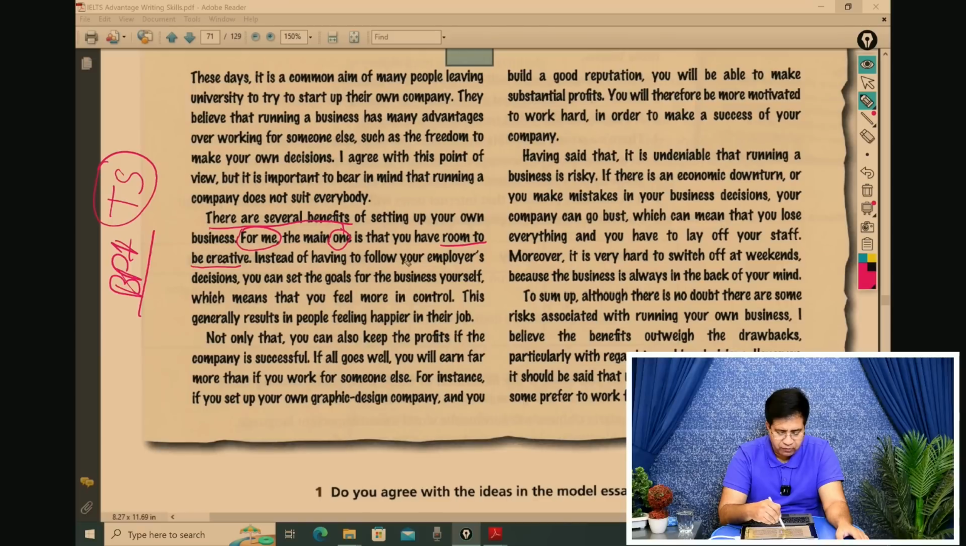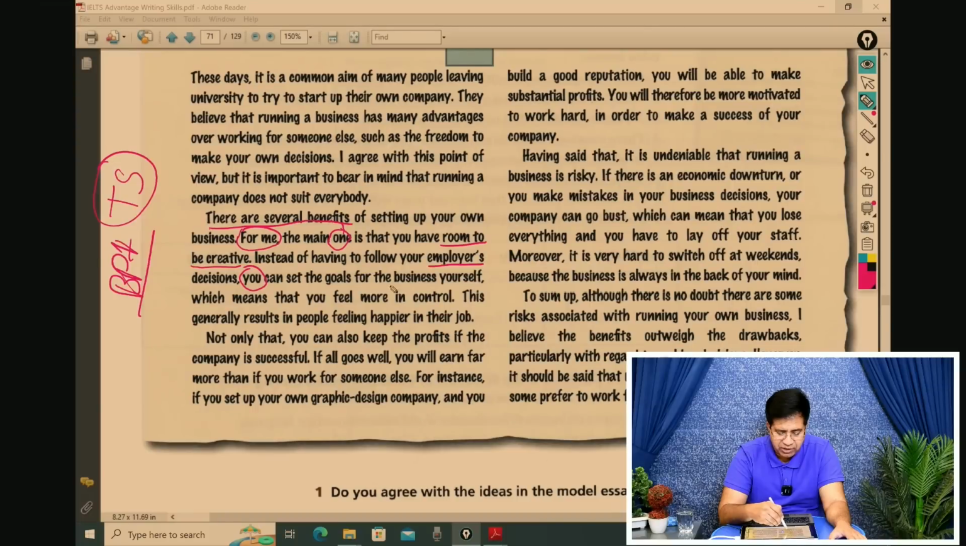Instead of having to follow your employer's decisions, good words, employer's decisions, you can set. Now you can use the word you. I mean, for example, if you're writing an essay, you're telling someone you can do this, you can start your own business, you can find a job, right? So this tone is fine. You can use you in essay. You can set the goals for the business yourself, comma, which means that you feel more in control.